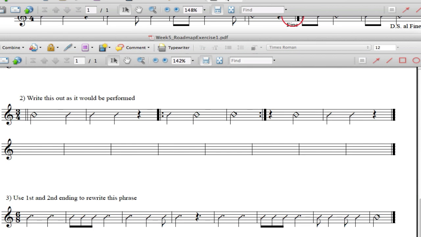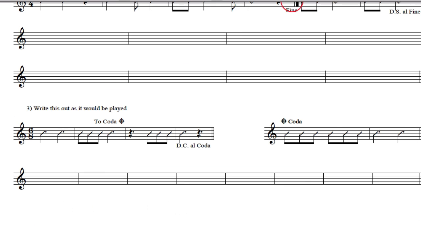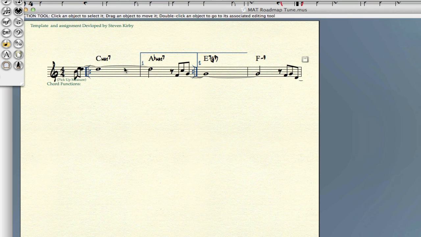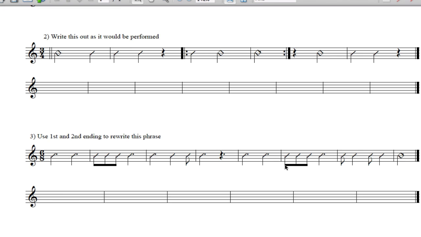So just to revisit our little example that we had, this part was the same both times. This part was only there for the first time. And this part was only there for the second time. So this is the place to put the first ending. So just sing through it and you'll notice when it starts to repeat, and then that will help you locate where the first ending should go.